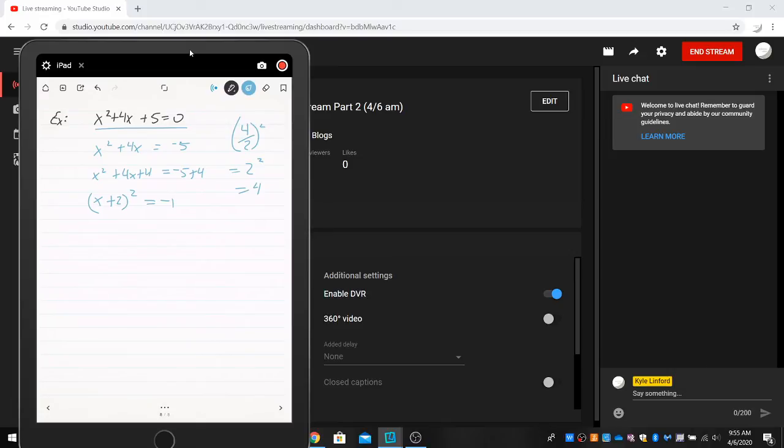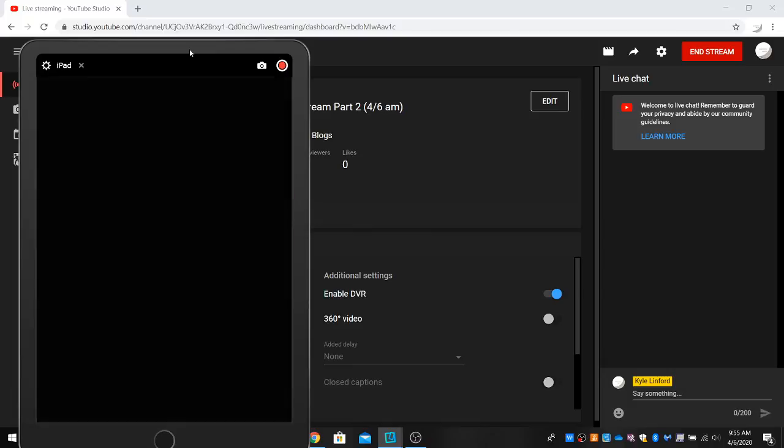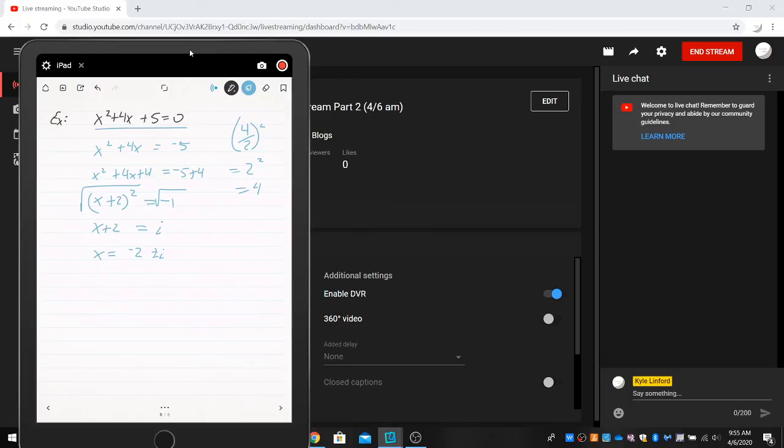Okay. Now, let's take the square root of both sides. We get x plus 2 equals, well, wait a minute, what's the square root of -1? That's a complex number. That, in fact, is the complex number i. So, when I subtract 2 over, I get x equals -2 plus or minus i. These are the solutions that we're going to get for this problem. Notice that our answer now is in fact going to be a complex number. And that's totally fine.